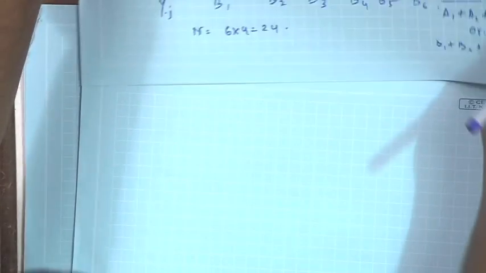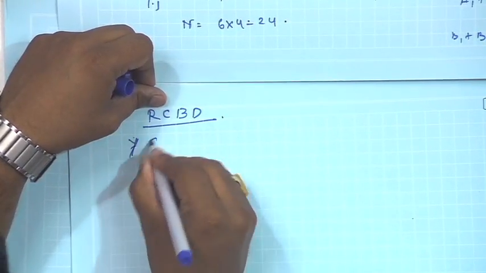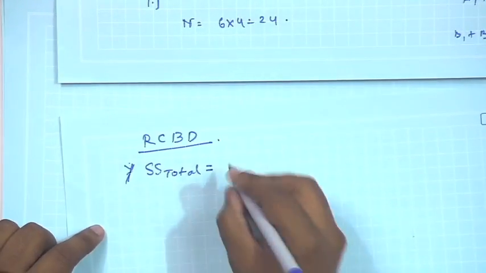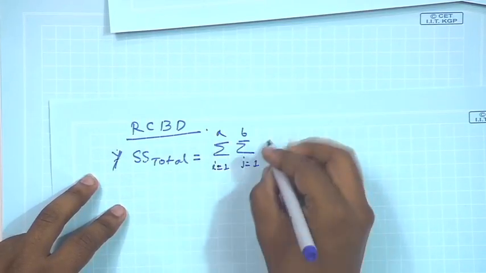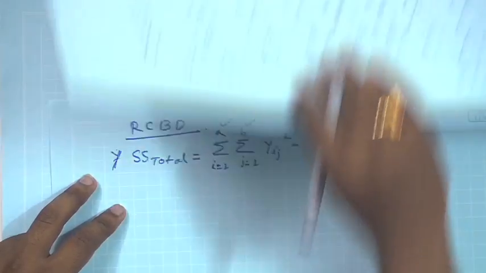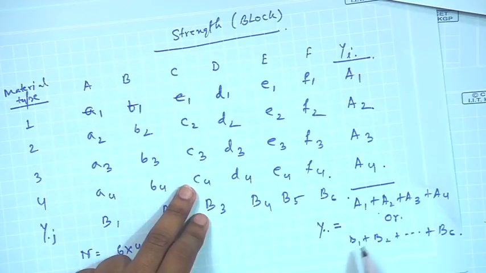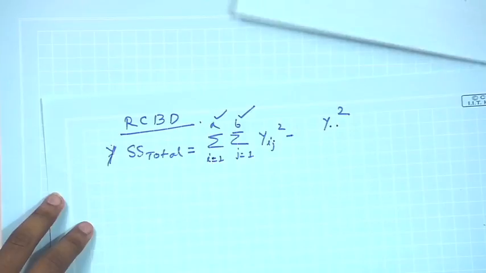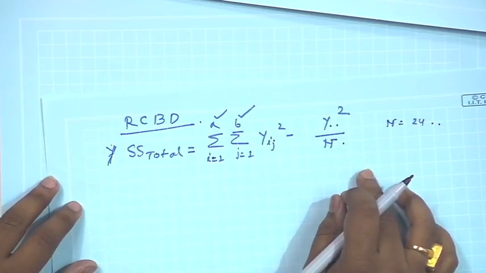Now, using this data set in RCBD, randomized complete block design, we will first calculate SS total. SS total is the summation over i equals 1 to a and j equals 1 to b, where a is the number of treatments and b is the number of blocks, of y ij square minus y dot dot square by N. Here y dot dot is the grand total, and n is 24. In this manner we will get the SS total.